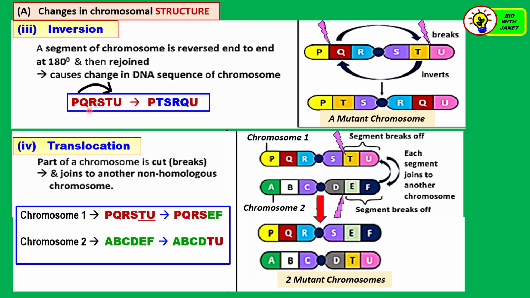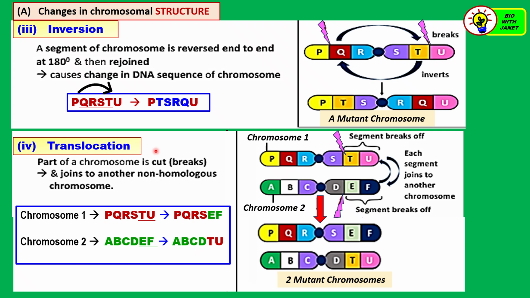All right. So PQRSTU becomes P joined to TSRQ. This is the inverted section or segment, then U. So this is the process of inversion of a segment of chromosome. Inverted and rotated 180 degrees.